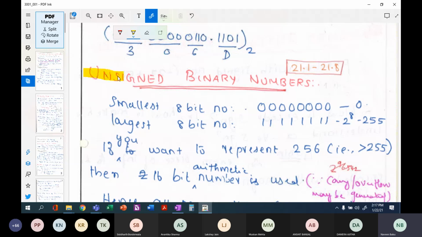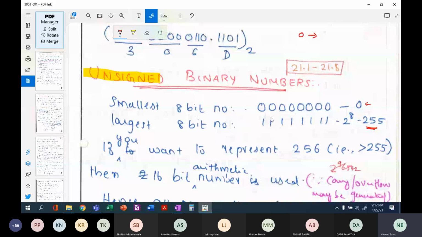What do you mean by an unsigned number? An unsigned number is, say, all the positive numbers we are representing. In this example, if you consider an 8-bit number, what is the minimum number? 0000 0000, eight zeros, and the decimal equivalent is 0. And what is the largest possible 8-bit number? The largest possible 8-bit number is 1111 1111. And what is the decimal equivalent? The decimal equivalent is 255.